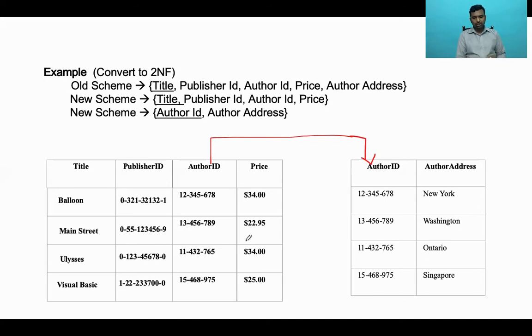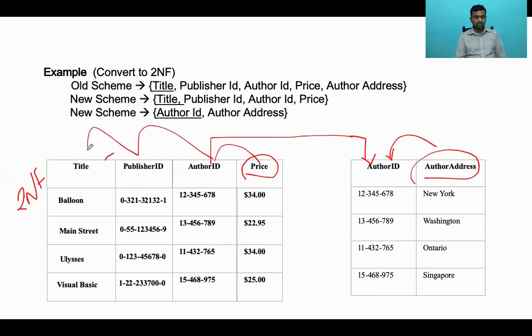Right now, here my table is divided into two, and both satisfy second normal form. Both are in second normal form. Yes, here if I take price, it is fully functionally dependent on all key attributes, and when I take author address, it is fully functionally dependent on all attributes. You with me? This depends on everything, right? So now here, without any problem, this table is fully functionally dependent, and this table is also fully functionally dependent. Both the tables satisfy second normal form. Hope you got it, right?